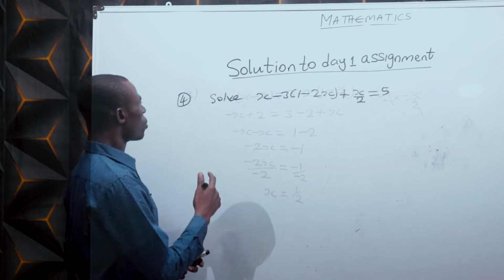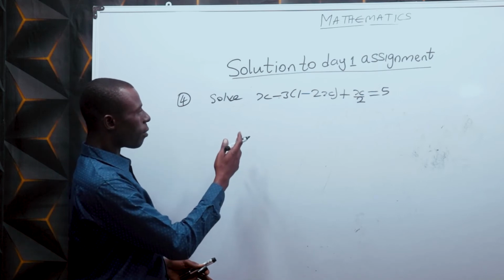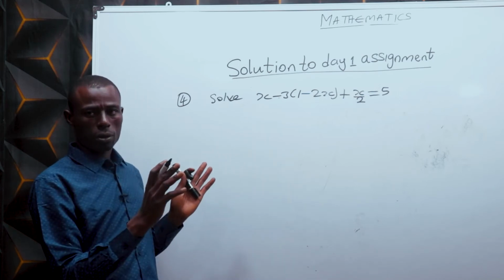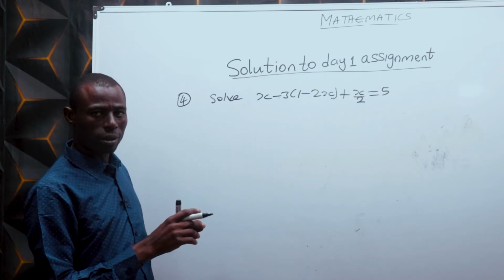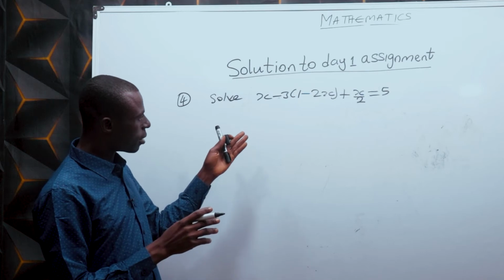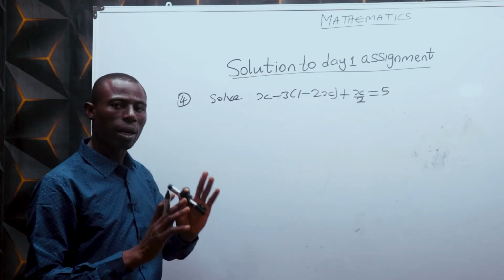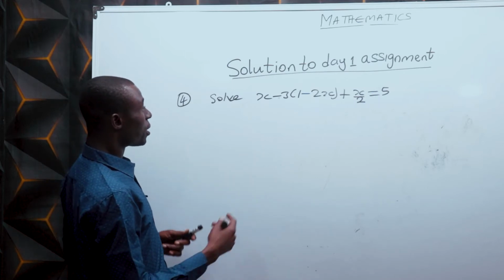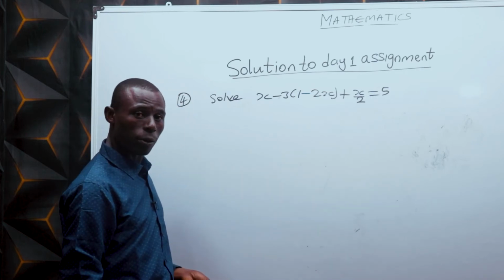Good. So the last question in the assignment, question 4, we have this. Simply clear the fraction first, because we see just one fraction in the equation. The element of fraction there makes us go ahead to clear the fraction. So what is the LCM of the denominator? The denominator here is just 2. The LCM of 2 is 2.